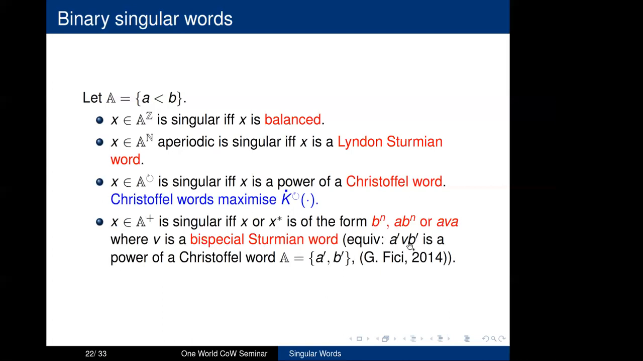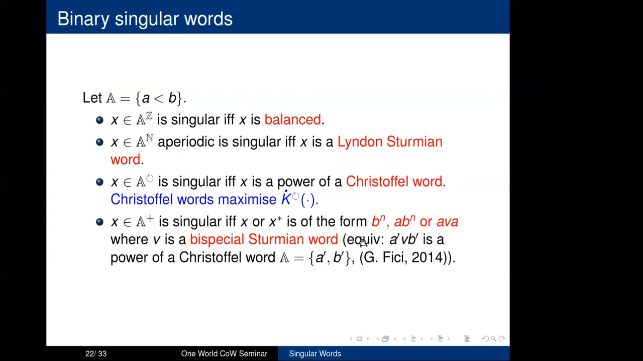Let me remind you also of a result of Gabriele Fici that said that V is a bispecial Sturmian word if and only if A'VB' or A'B' are distinct is a power of a Christoffel word. So you see, they're very close, right? The only difference is this last A has to be changed to a B, and then it becomes a Christoffel word. So this allows us to easily build singular words starting from any Parikh vector in the binary case, because we know how to build Christoffel words.